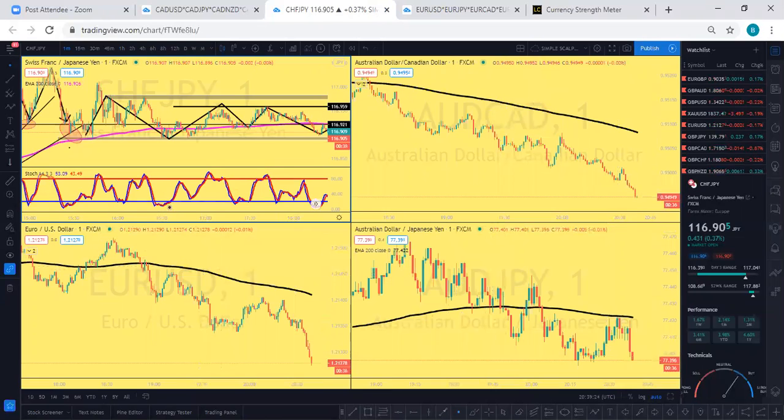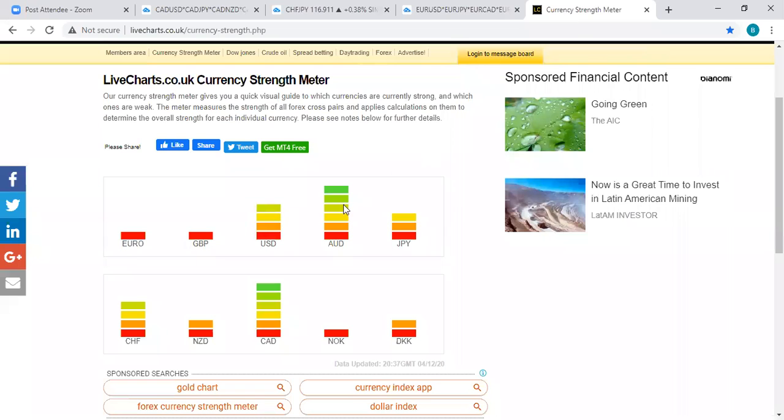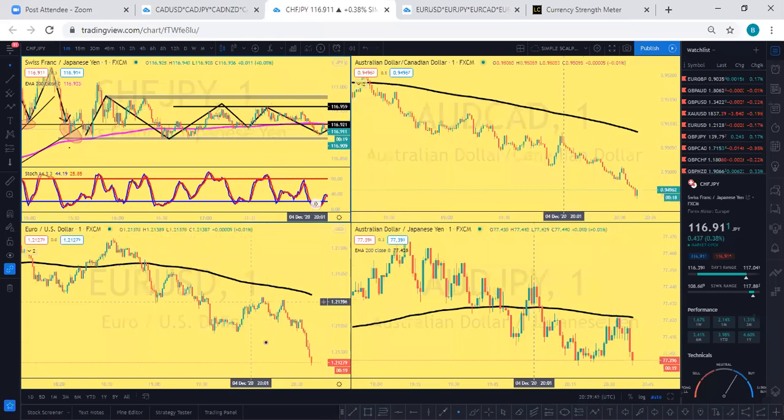You can see that I am not using... look at Euro USD. This is Euro USD here. Look at the way it's going down. Why is Euro USD going down like this? Because USD is even stronger than Euro. Look at it. USD is stronger than Euro, and see the way Euro USD is just crashing.